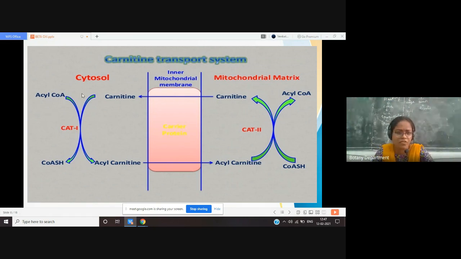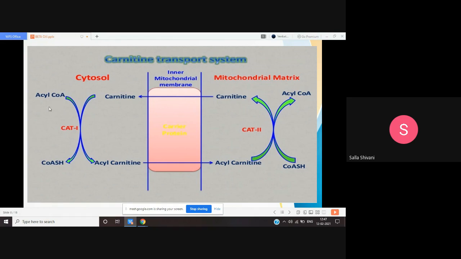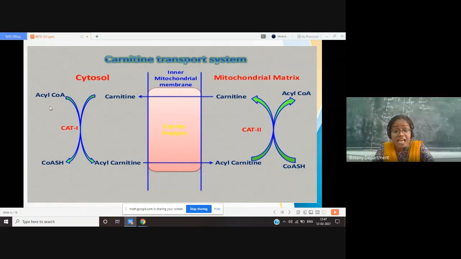See this left part of the reaction, girls, cytosol. Our acyl CoA is formed in the cytosol. Everyone knows, right? This acyl CoA is converted to acyl carnitine in the presence of the enzyme carnitine acyl transferase 1, CAT1. This acyl carnitine enters through the inner mitochondrial membrane into the mitochondrial matrix, where our beta oxidation proper, that means the third step, will happen. This is the second step, girls.